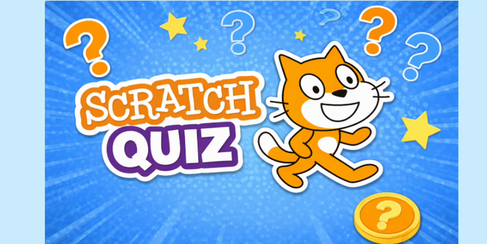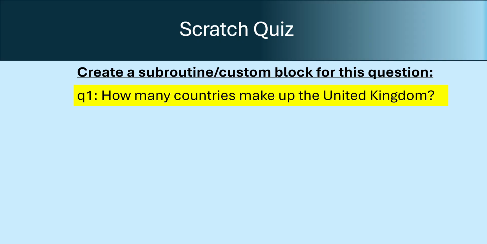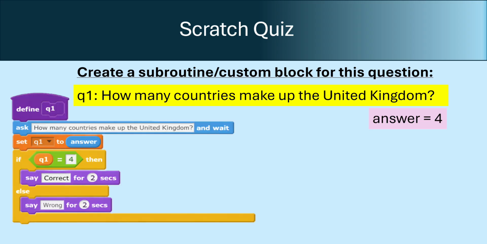We're going to create a structured quiz that has 4 questions. So we're going to create 4 subroutines for our quiz. The first question: how many countries make up the United Kingdom? Answer is 4. If the user answers 4, then we would say correct. If not, wrong.